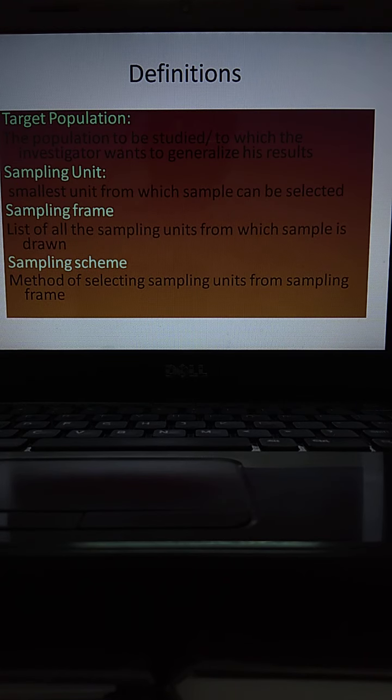The sampling frame: the list of all the sampling units from which the sample is drawn. So if you list out all the students, all the auto rickshaws, all the supermarkets, all the two-wheelers, from where you are about to extract the information, the group of all those units becomes the sampling frame.